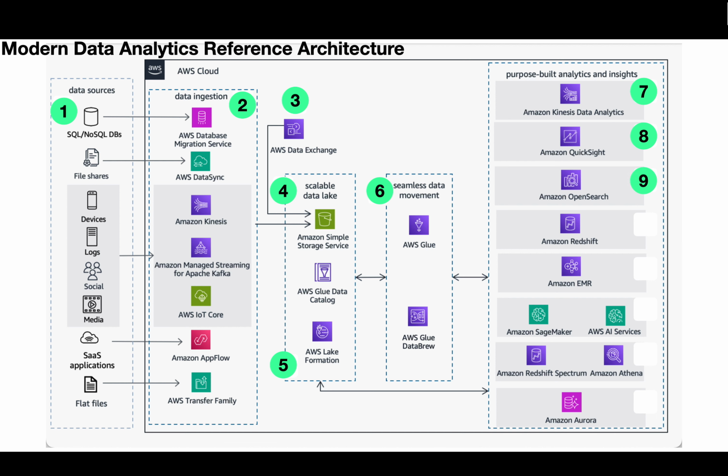9. Amazon OpenSearch Service offers operational analytics. 10. Amazon Redshift is a cloud data warehouse. With federated queries, you can query and analyze data across operational databases, data warehouses, and data lakes. 11. Amazon EMR provides the cloud big data platform for processing vast amounts of data using open source tools. 12. Amazon SageMaker and AWS AI services can build, train, and deploy ML models and add intelligence to your applications.